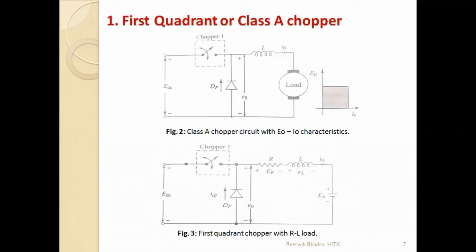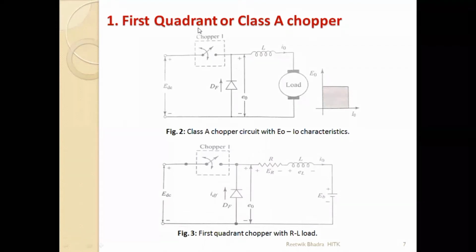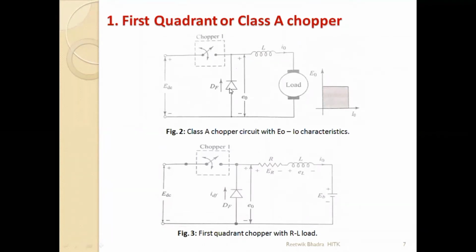So, class A chopper. This is a basic circuit of your class A chopper. We have a DC source, EDC. Then we have a chopper. Okay, chopper is your BJT or MOSFET. We have a diode like this. We have an inductor. We have a load.